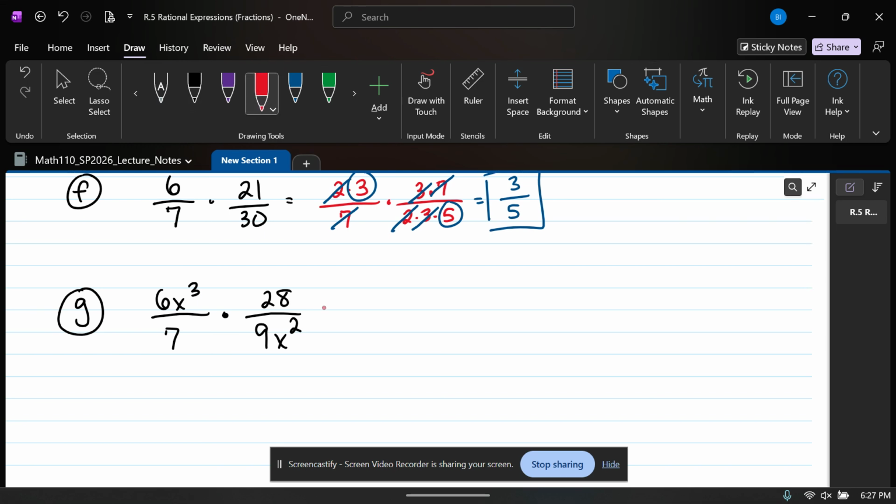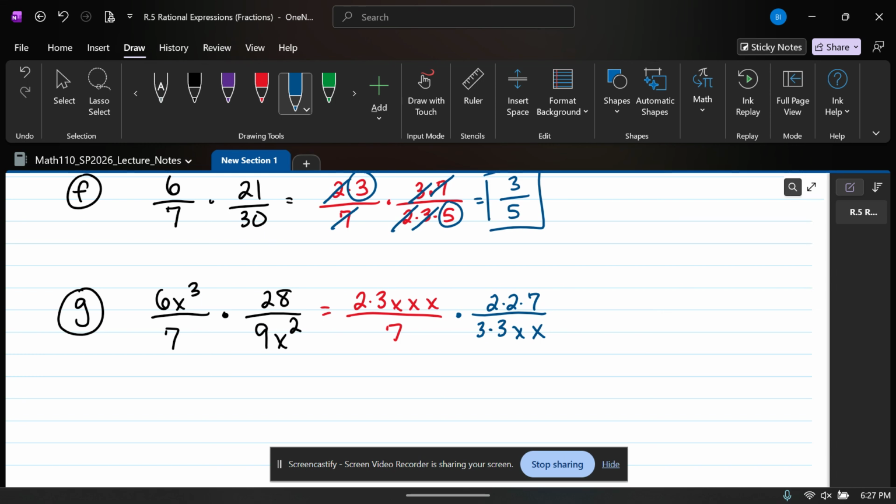So the first fraction, the 6, is still 2 times 3, but what does x cubed mean? X times x times x. Good. And then on the bottom, we still have the 7. The next fraction, we have 28, and 28 breaks down into 2 times 2 times 7. And then on the bottom, 9 is 3 times 3, and x squared is x times x. Okay? Letters involved, no addition or subtraction in the parts there.